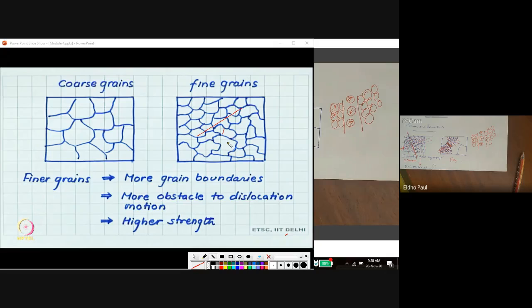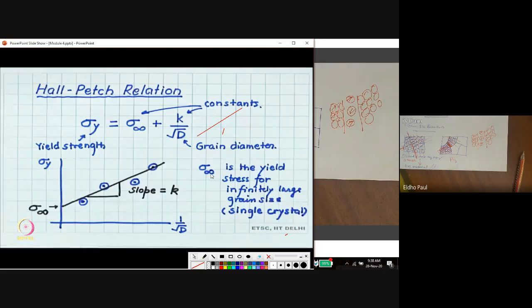Okay, so that diameter is d, and this is the grain diameter. This is the equation, the Hall-Petch relation: sigma y is equal to sigma infinity plus k by root d. When we plot a graph between sigma y, the yield strength, and 1 by root d, we get a straight line. The slope of this line is called k. That constant is the slope of this line. And sigma infinity is the other constant, which is the y-intercept of this line.